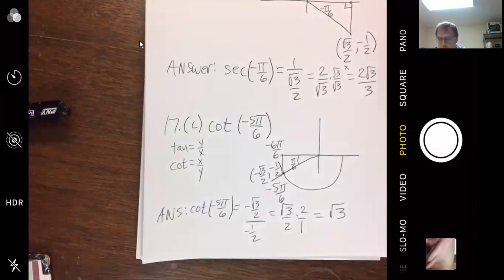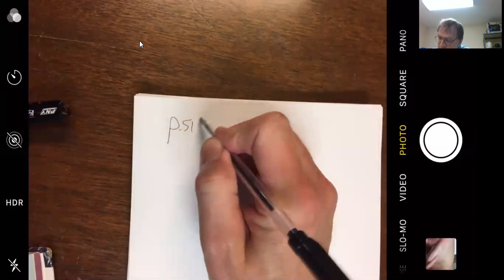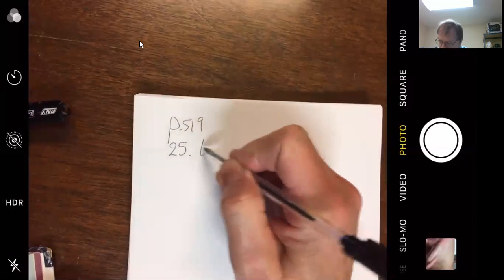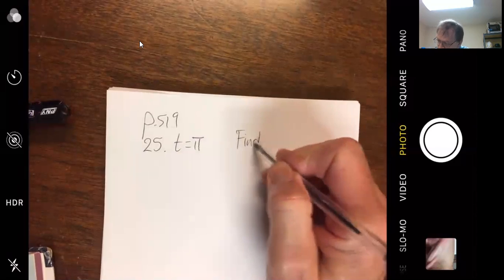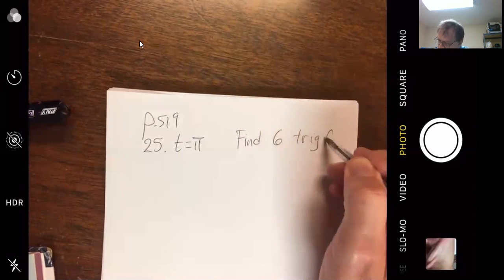All right. Why don't we skip down to the next section? I think I did 23. Find the value, use your answers to complete the table. So having you complete the table, why don't we do 25? It's still page 519, 25. T equals pi. And find your 6 trig functions.